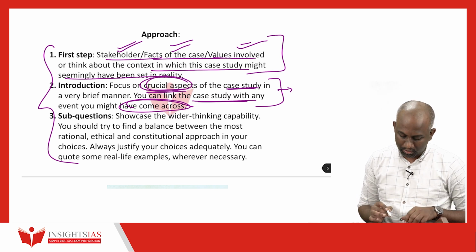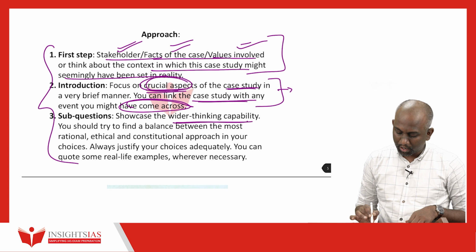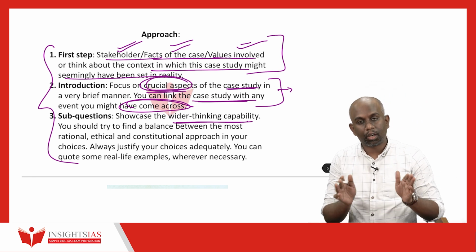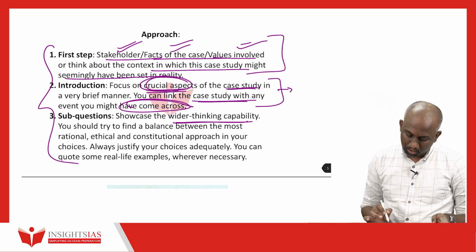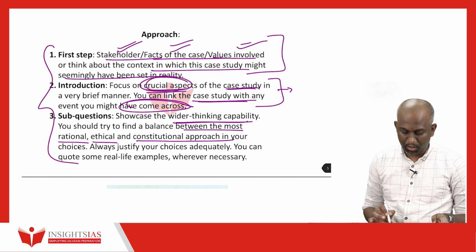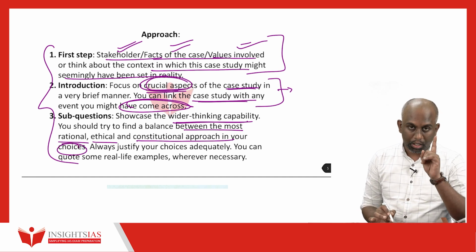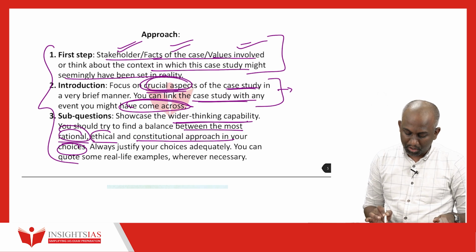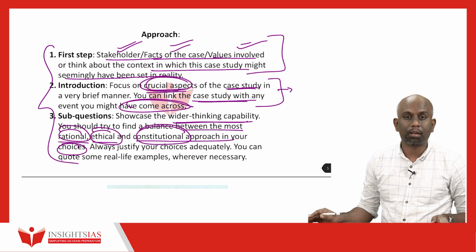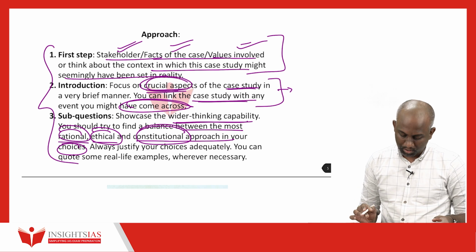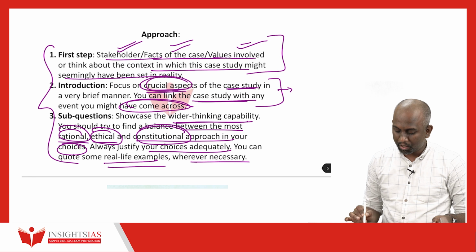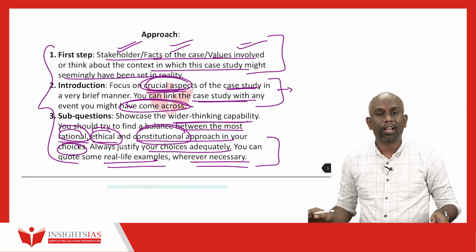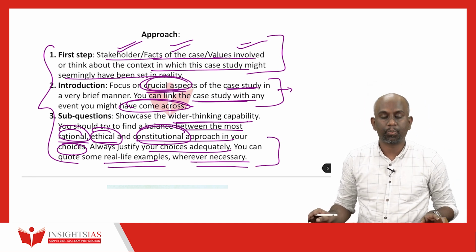Okay? That's the thing. Moving on, sub-questions show that wider thinking capability. I told you, right? You have to look at the case study from various philosophical perspectives. You should try to find a balance between the most rational, ethical, and constitutional approach in your choices. Remember, whatever option you choose, it should be rational, ethical, and constitutional at the same time. You should find such an option. Always justify your choices adequately. You can quote some real life examples wherever necessary. I've given you an example of that in the last case study that we discussed.